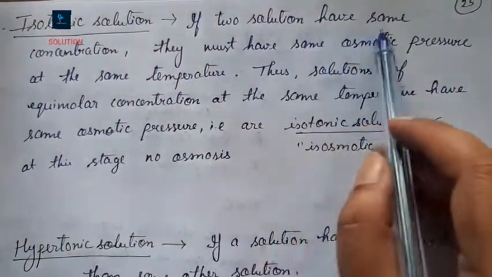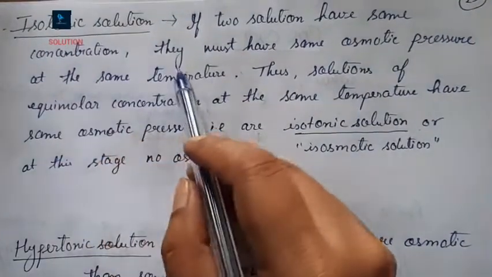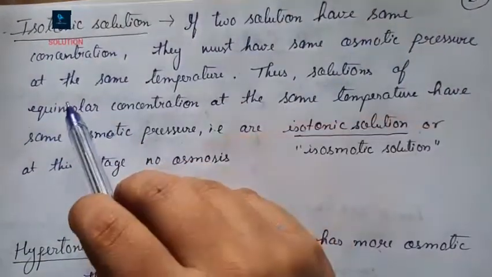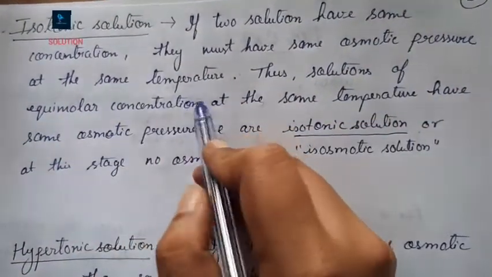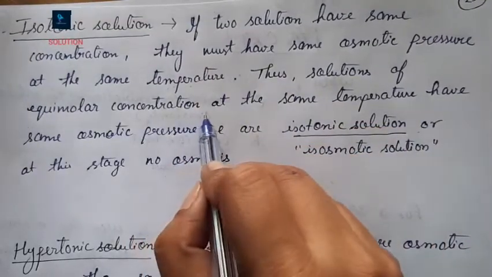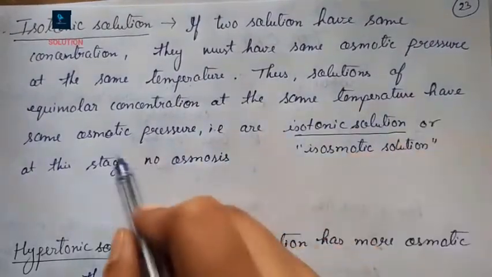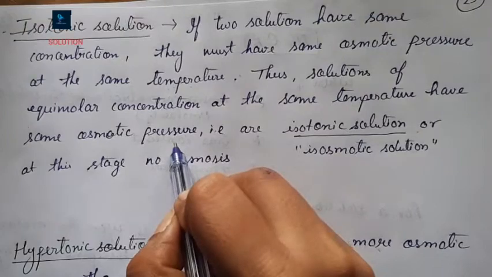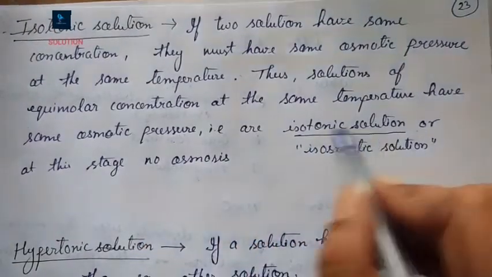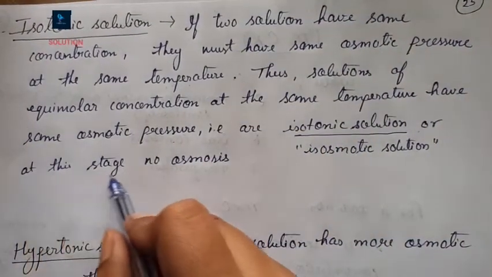If two solutions have the same concentrations, they must have the same osmotic pressure at the same temperature. Thus, solutions of equimolar concentration at the same temperature have the same osmotic pressures. That is, they are isotonic solutions. At this stage, there is no osmosis.